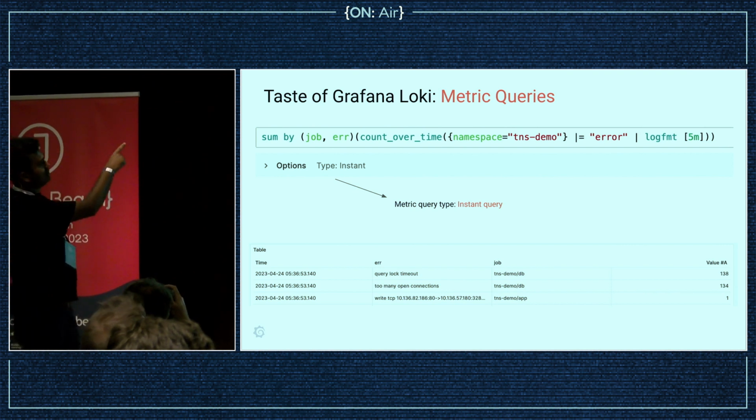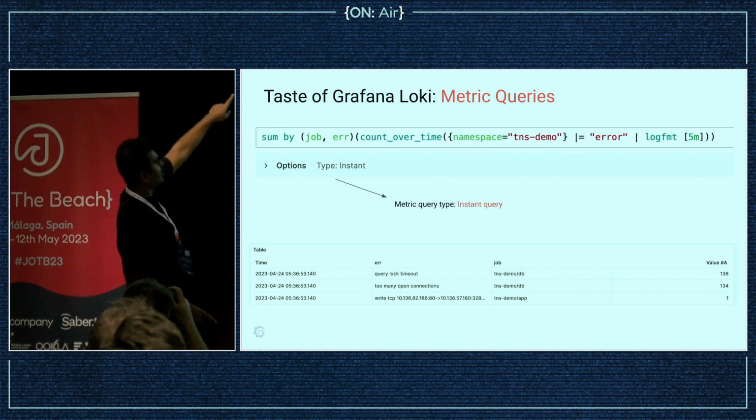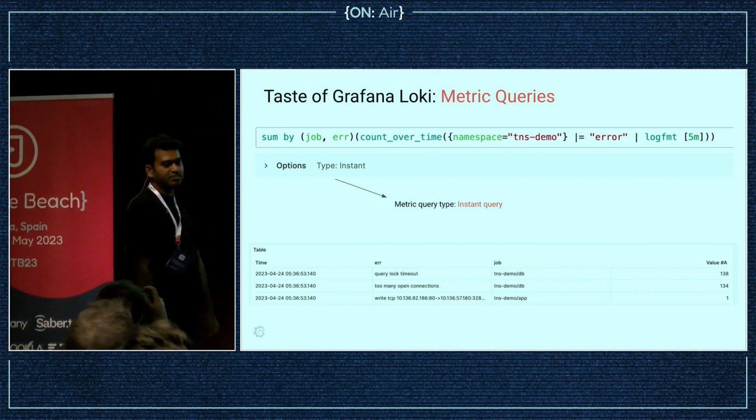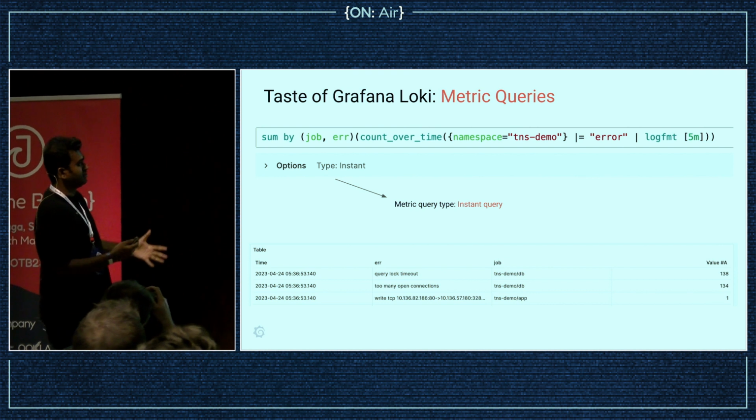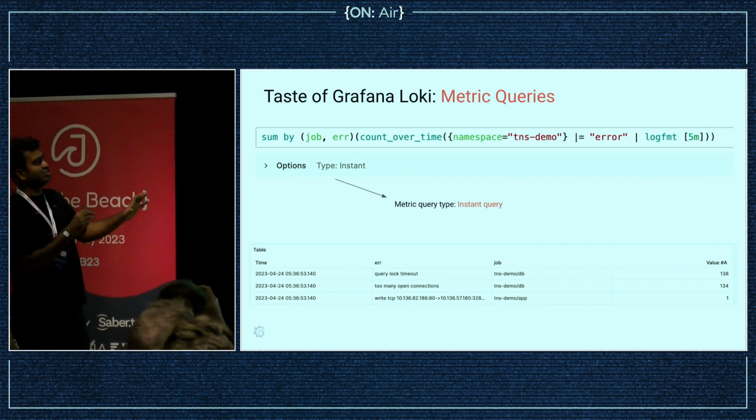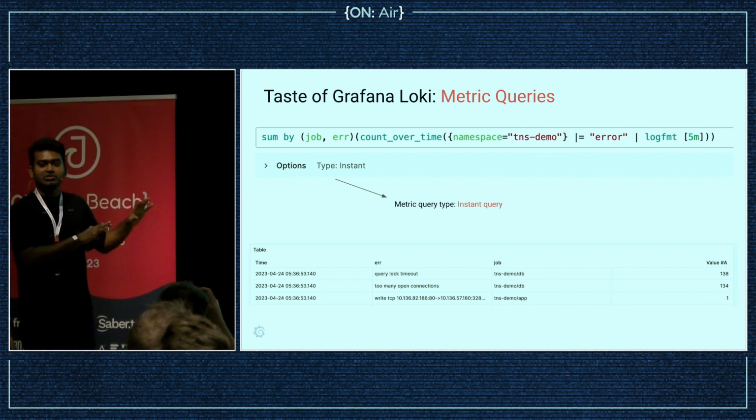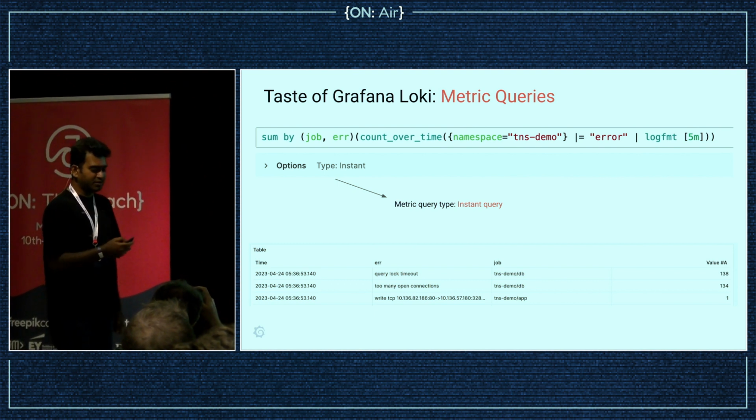Because we aggregate by sum by job, error, it gives you a nice table metric. This is just based on your log lines. Without any instrumentation or anything, you get this metric out of it.